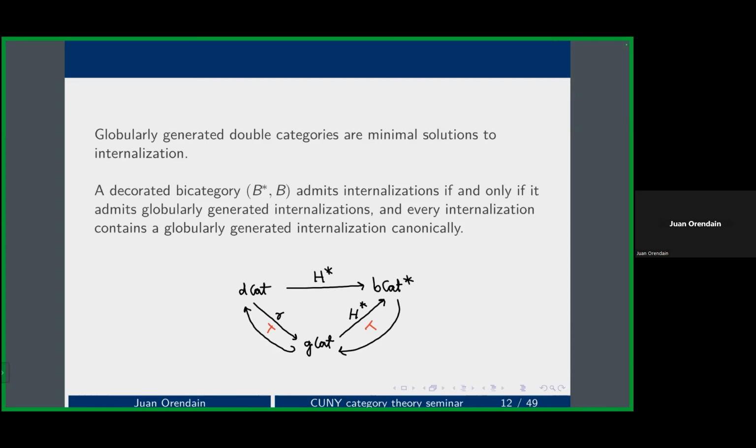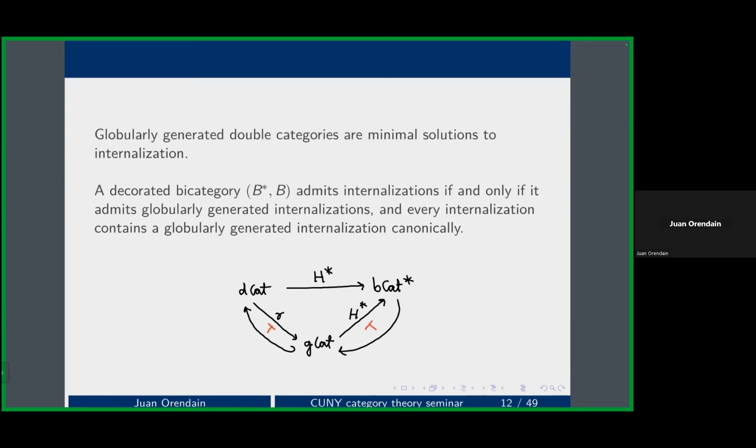So a decorated bicategory, B star comma B, admits an internalization if and only if it admits a globularly generated internalization. So if you want to solve this problem, if you have a decorated bicategory and you ask the question, does there exist a double category internalizing it? And you don't know, it would be exactly the same question as asking if there exists a globularly generated internalization of that decorated bicategory.